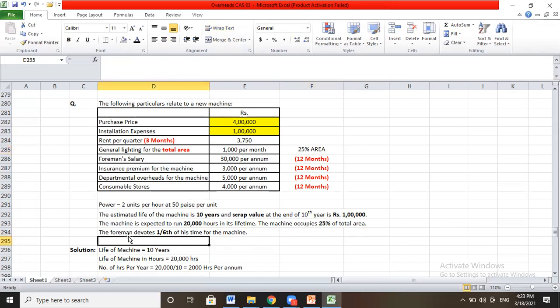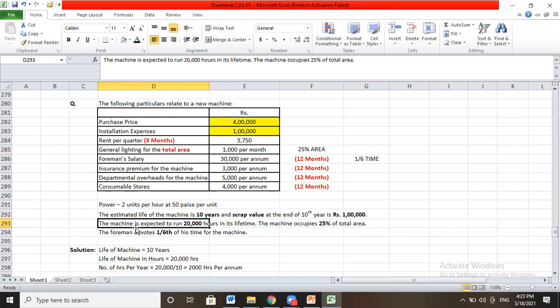And the foreman devotes 1/6 of his time for the machine. The foreman is working for 30,000 per annum, but he is not working full time. He is working 1/6 time. So that much part will be given to him, not the whole amount. This is how we will calculate the things.